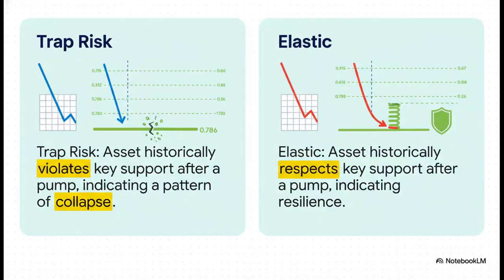And based on that history, the system classifies assets into one of two profiles. An asset gets flagged as trap risk if, after a big pump, it historically just collapses right past the 0.786 Fibonacci retracement level. That shows a pattern of structural failure. On the other hand, an asset is considered elastic if it consistently finds support at the 0.618 Fibonacci level. This shows real structural resilience, which makes it a much safer profile to trade.